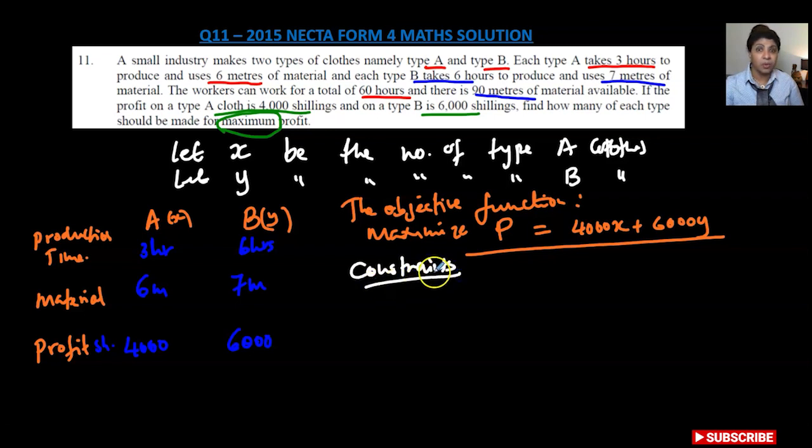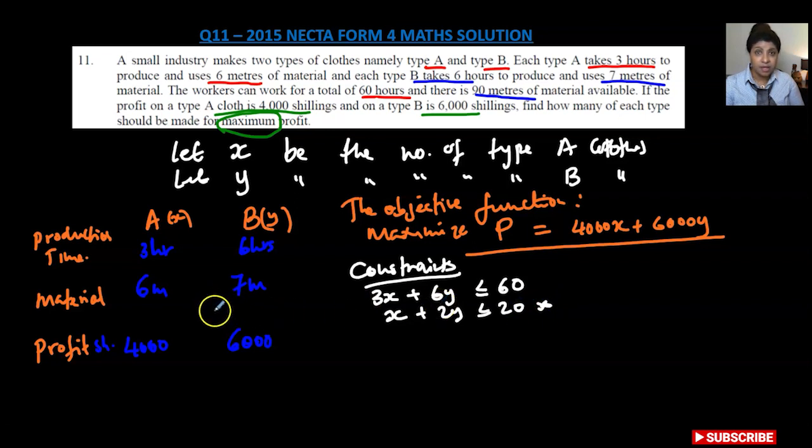You don't have the whole time in the world. You only have a maximum of how many hours? We're told 60 hours here. So 3x plus 6y has to be, you can't write equal, it has to be less or equal to the maximum time that's given. Now you can simplify this by dividing by 3 throughout, or you can just leave it as it is. I'm going to simplify by dividing by 3 throughout. So this will give me x plus 2y less or equal to 20. That is my first constraint.